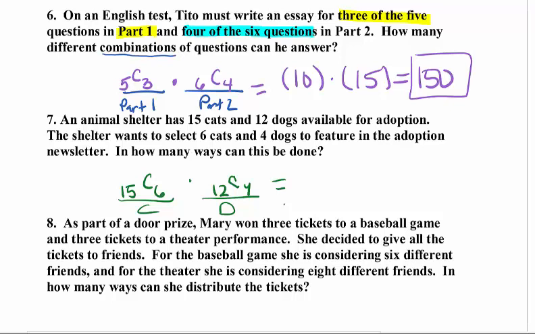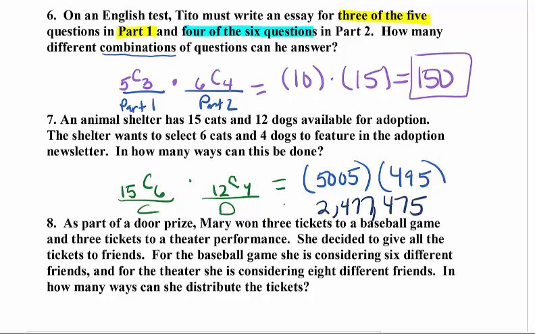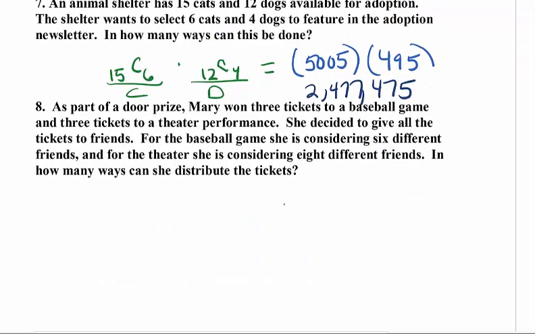How many ways? The first, the cats, is basically how many cats you can pick. Combinations would be 5,005. How many dogs you could pick would be 495. We multiply these 2 together to get my answer. Lots. We can get 2,477,475.